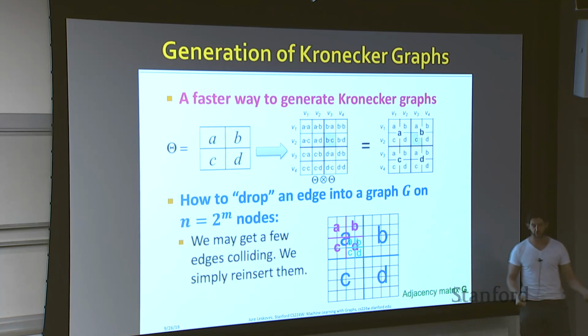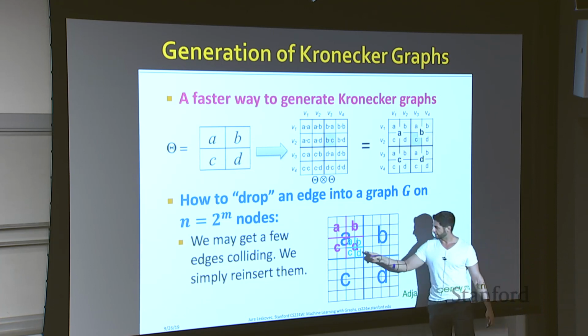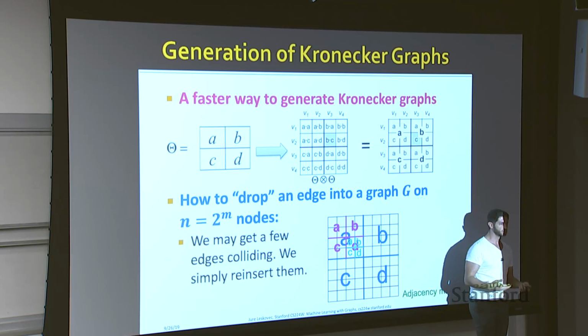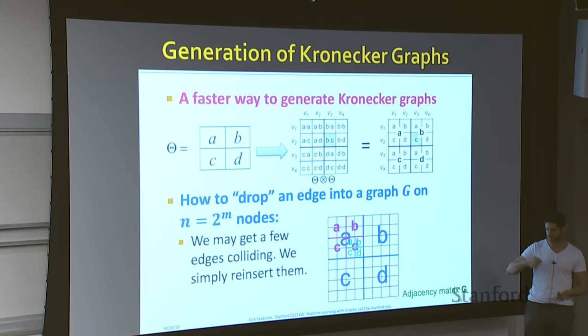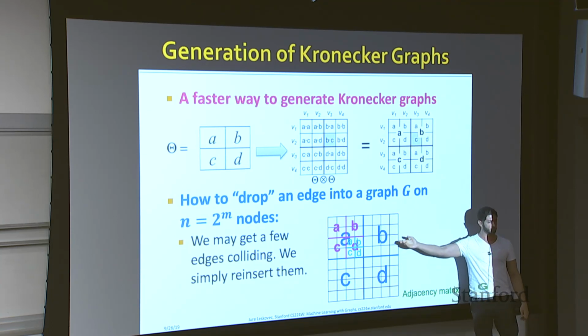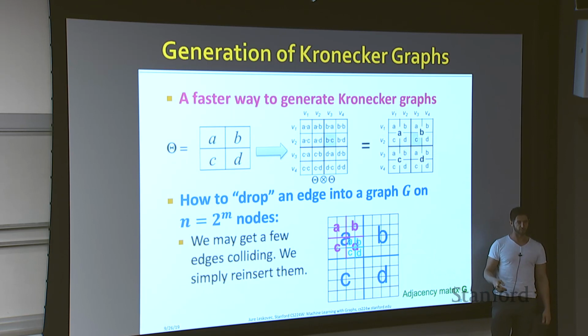So you might be wondering, okay, what happens now if there are edges colliding? Because before, the initial strategy that we had to generate the stochastic graph model was to go cell by cell and flip a biased coin. Now here, there is a chance that we might end up in this cell twice. We just reinsert it. It's not a problem at all. Okay, so we just reinsert in case there is a collision. And again, given the argument of sparsity, this happens very rarely, less than 1% of the time.